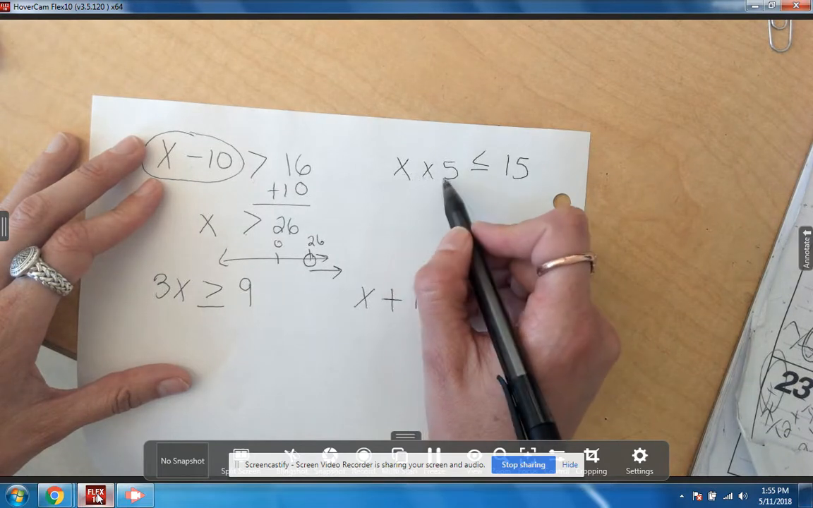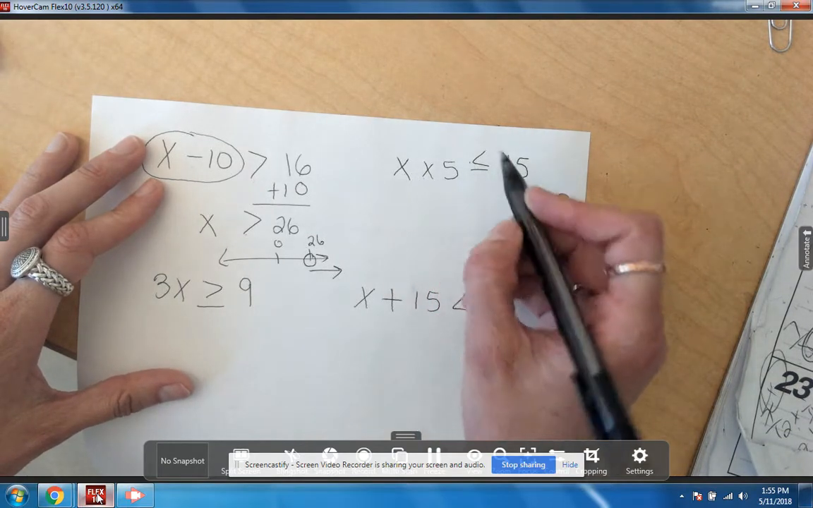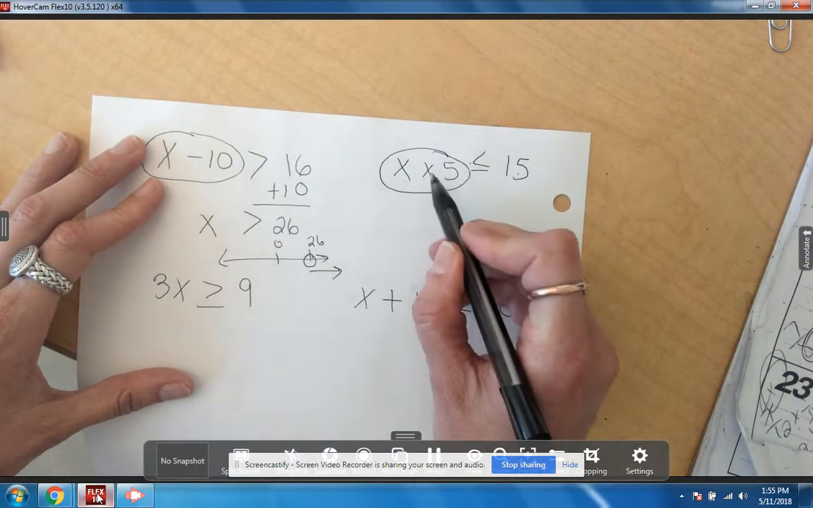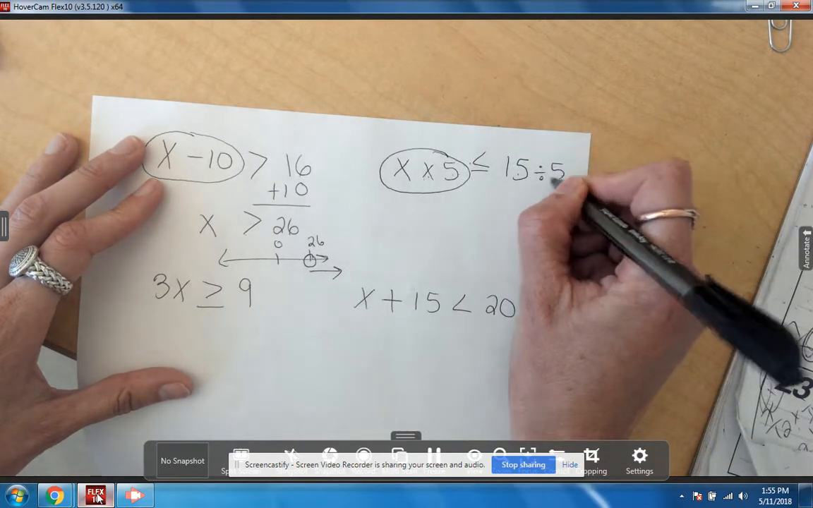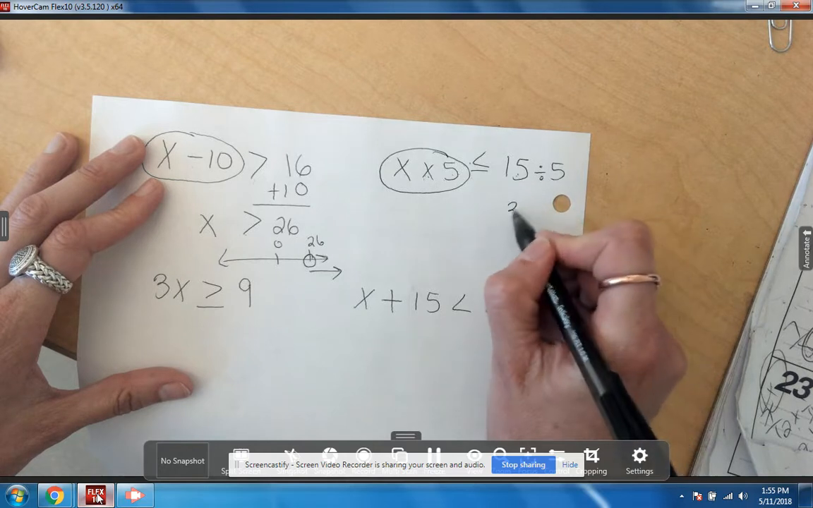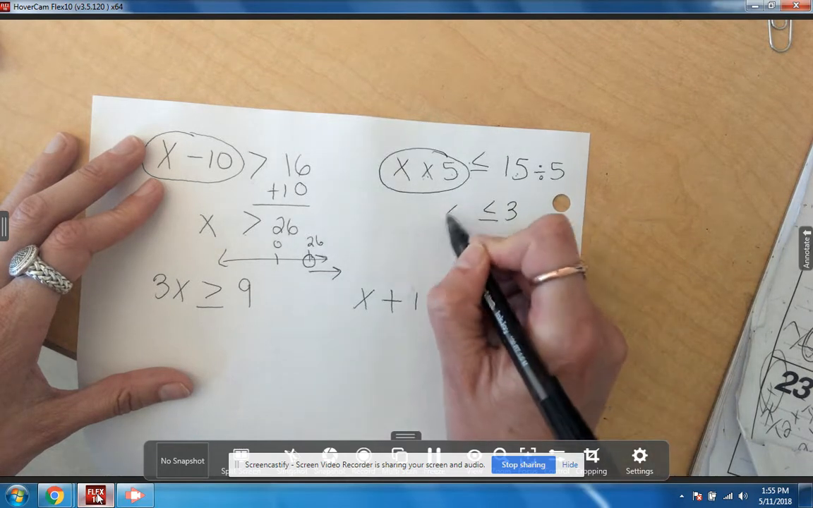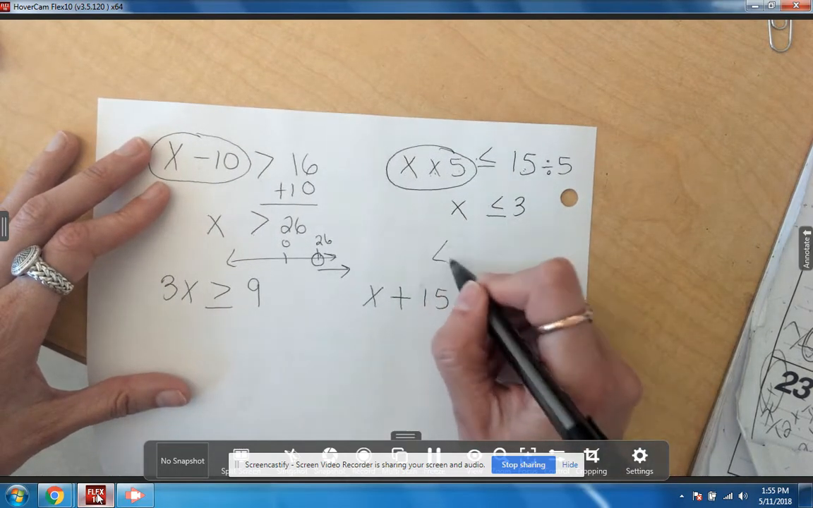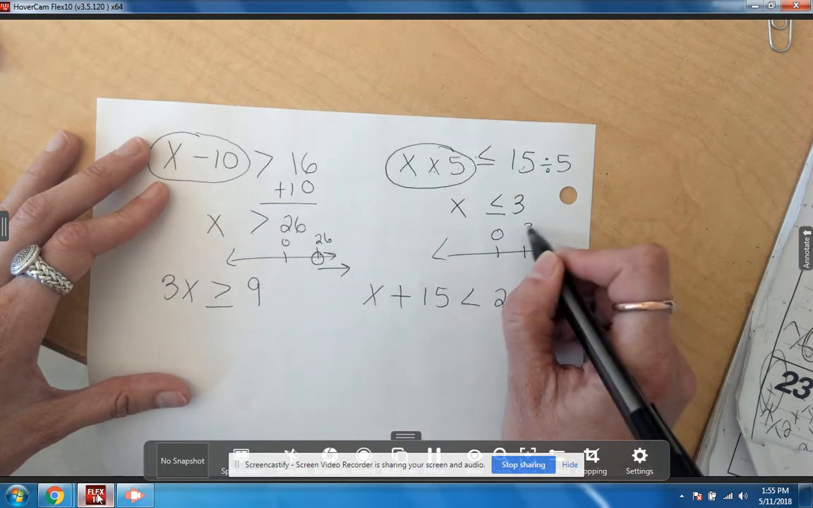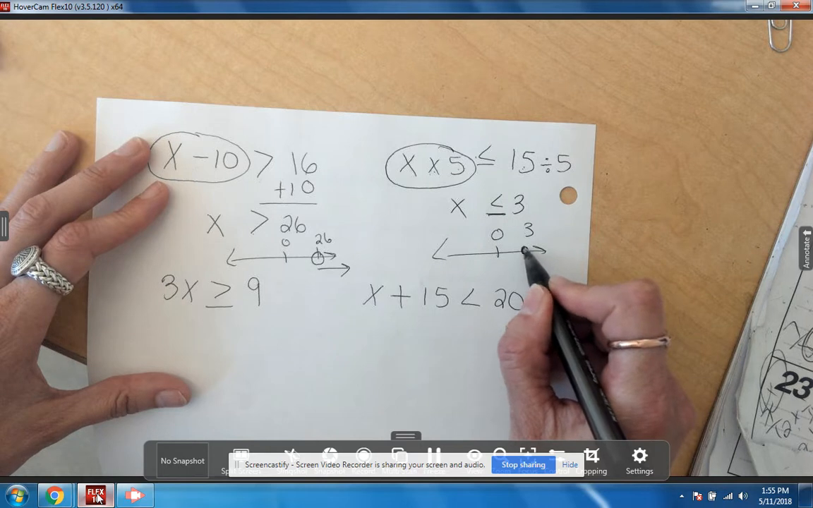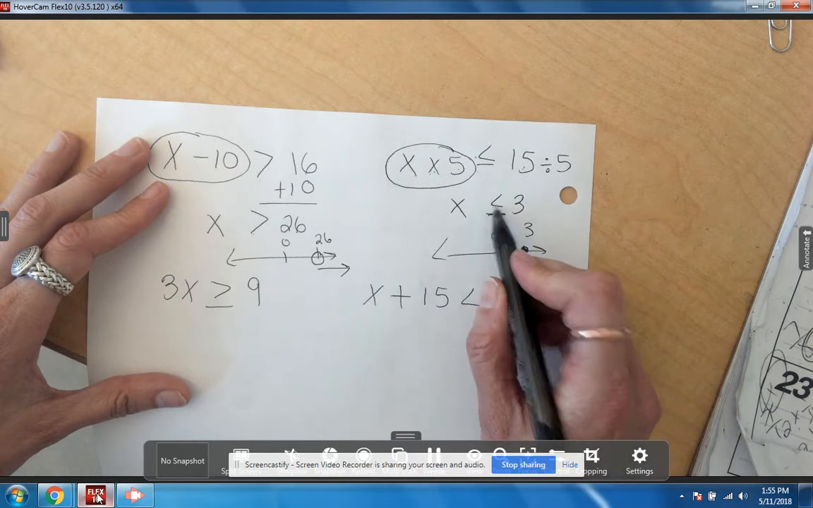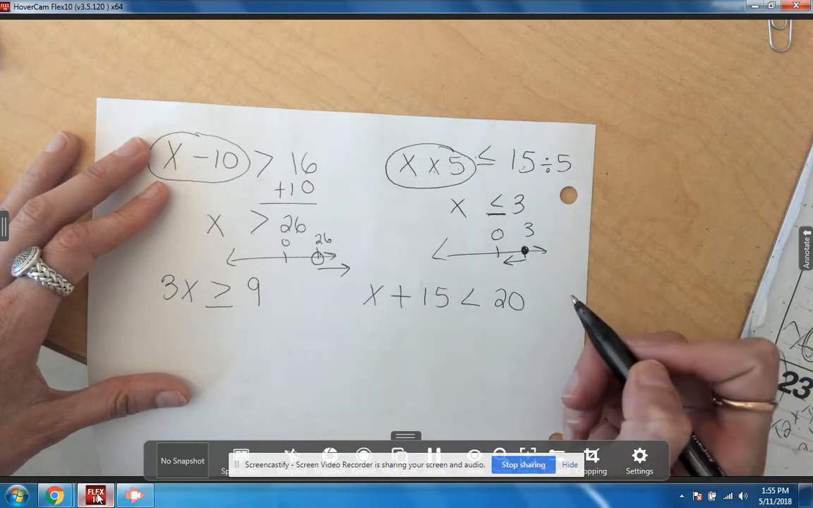This is x times 5 is less than or equal to 15. Circle the side with the letter. They're multiplying by 5. You do the opposite, which is dividing by 5. 15 divided by 5 is 3. Bring down the symbol, bring down the letter. Then if I go to graph this one, I have a part of an equal sign, so that means you color in the closed dot because it's included. The symbol's pointing to the left, so arrow pointing to the left.